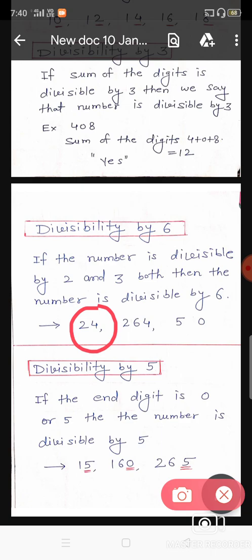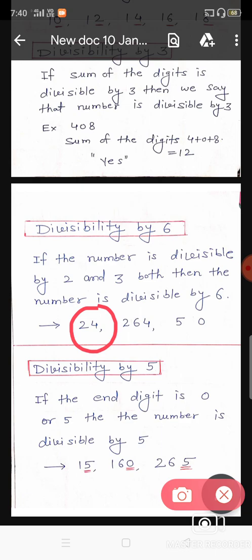As 24. What is the one's digit? 4. So it is divisible by 2. Very good. Let's check whether it is divisible by 3 or not. So what is 2 plus 4? 2 plus 4 will be 6. 6 is divisible by 3. Therefore 24 is divisible by 3. Means you are obtaining here 24 is divisible by 2 and 3 both. Therefore 24 will be divisible by 6.